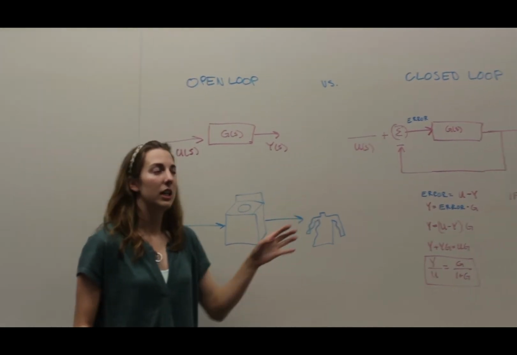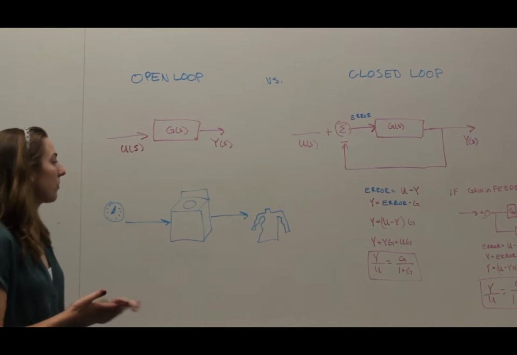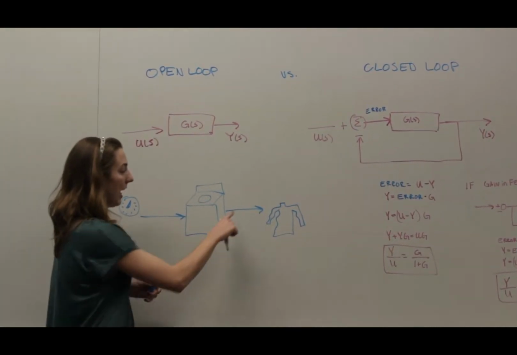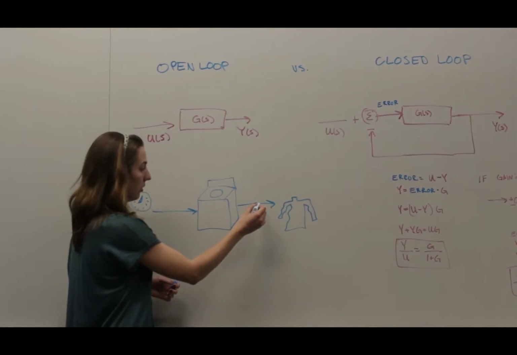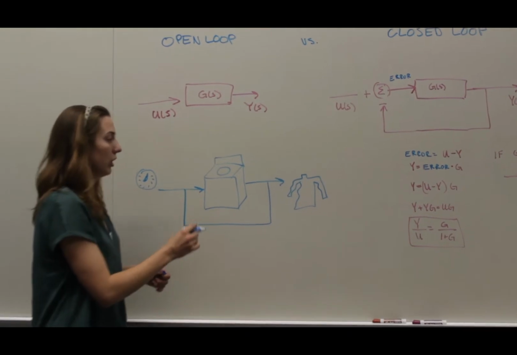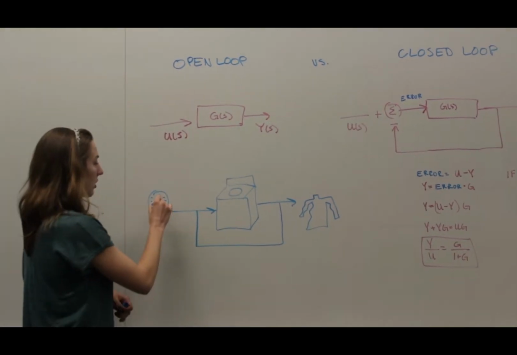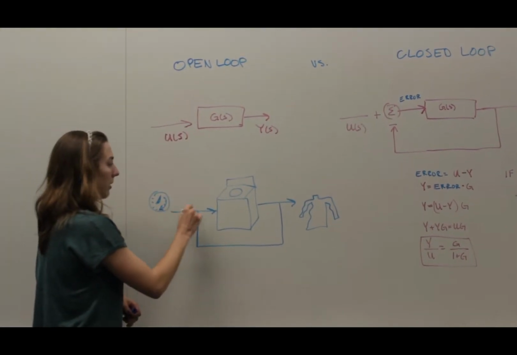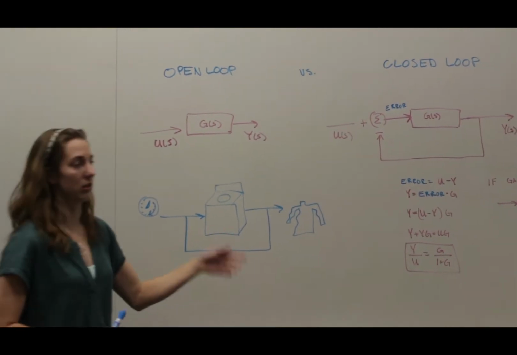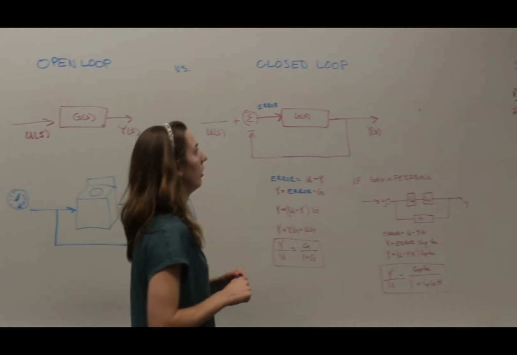A closed loop system is where we use feedback. So if these clothes are dirty, in a closed loop system, what happens is the output, cleanliness of the clothes, gets fed back in to affect the input. So if your clothes are dirty, it's actually going to change the amount of time that you run your laundry machine so that it becomes clean. So that's an idea of closed loop feedback.